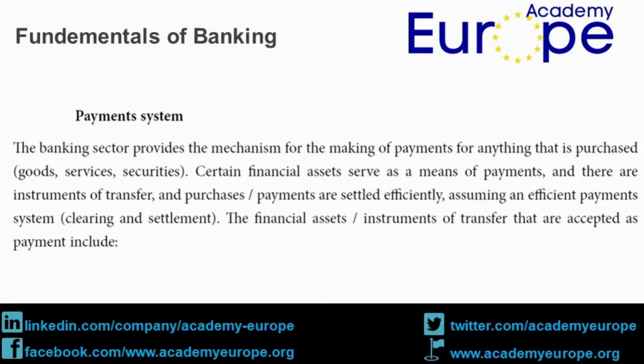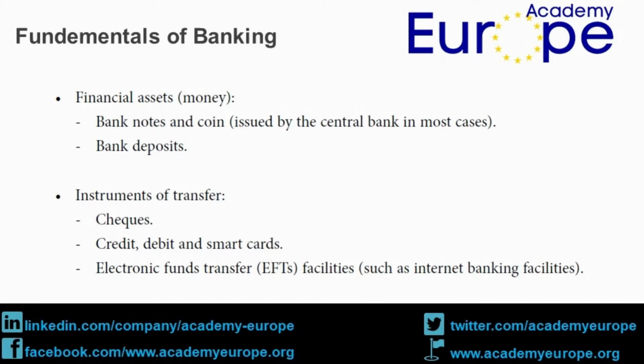Certain financial assets serve as a means of payments, and there are instruments of transfer, and purchases/payments are settled efficiently, assuming an efficient payments system, clearing and settlement. The financial assets/instruments of transfer that are accepted as payment include financial assets, money, bank notes and coin, issued by the central bank in most cases. Bank deposits. Instruments of transfer. Checks. Credit, debit, and smart cards. Electronic funds transfer, EFTs, facilities, such as internet banking facilities.